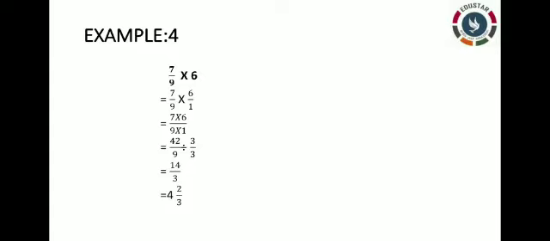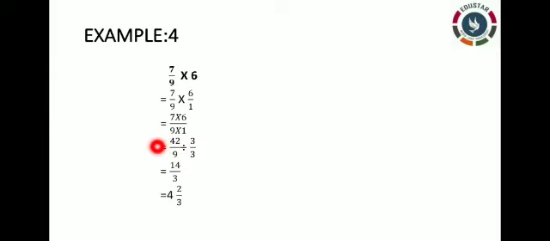Example 4. 7 by 9 into 6. 6 can be written as 6 by 1. 7 by 9 into 6 by 1. Product of numerators divided by product of the denominators. Numerator is 7 and 6. Denominator is 9 and 1. 7 sixes are 42. 9 into 1, 9. 42 divided by 9.